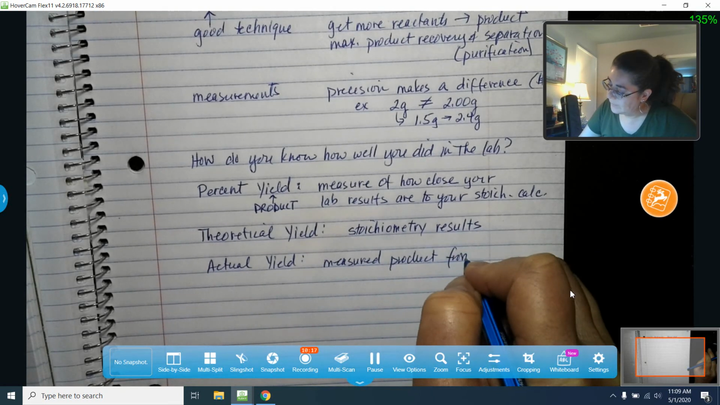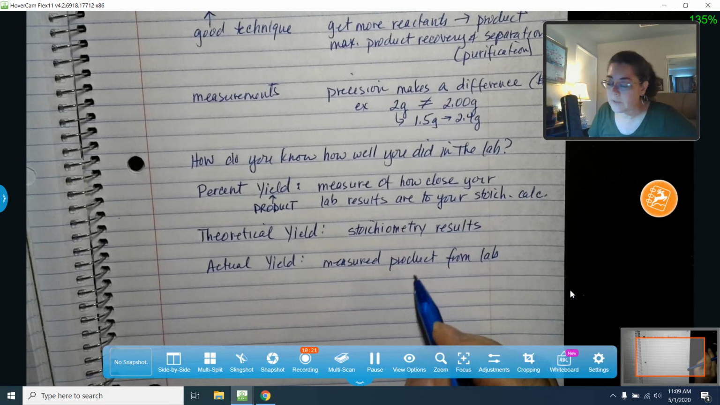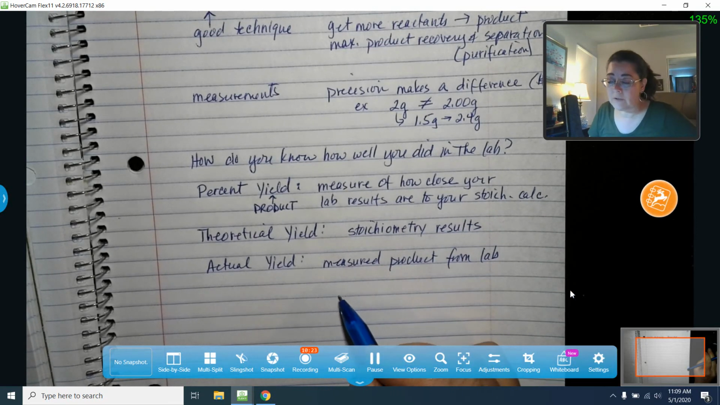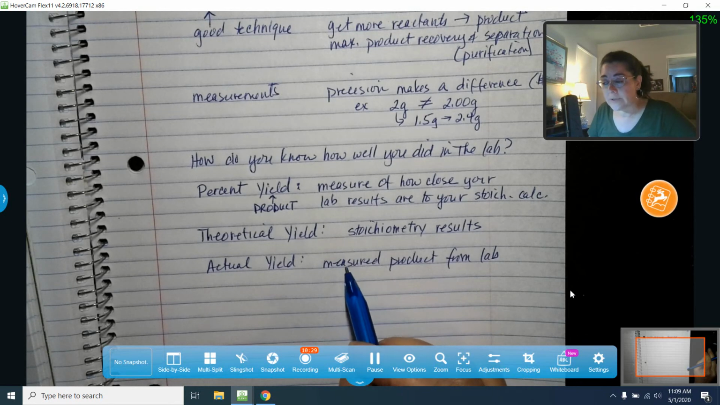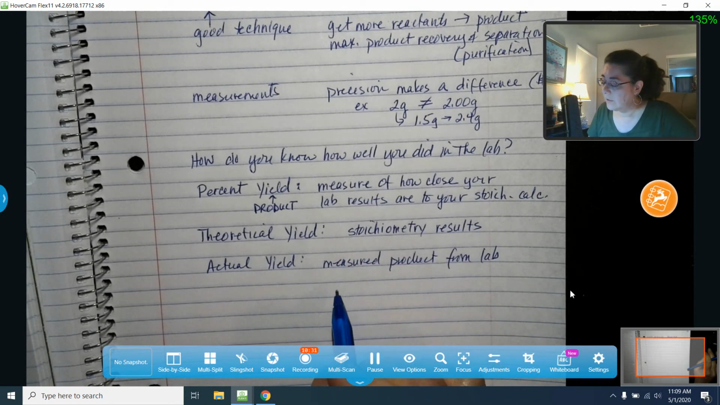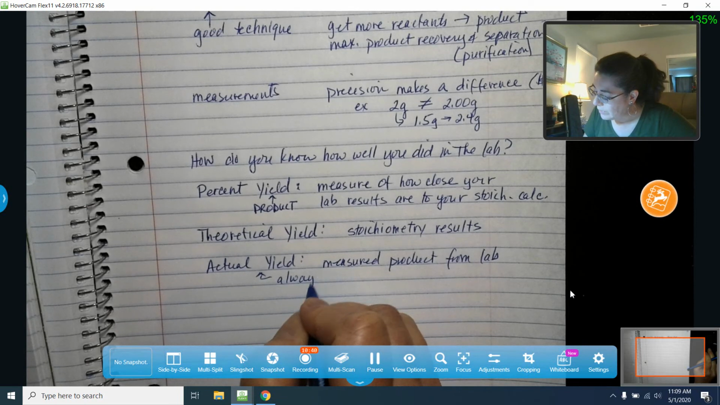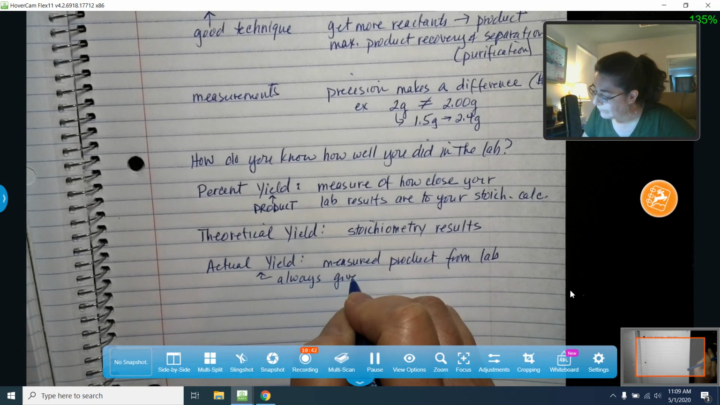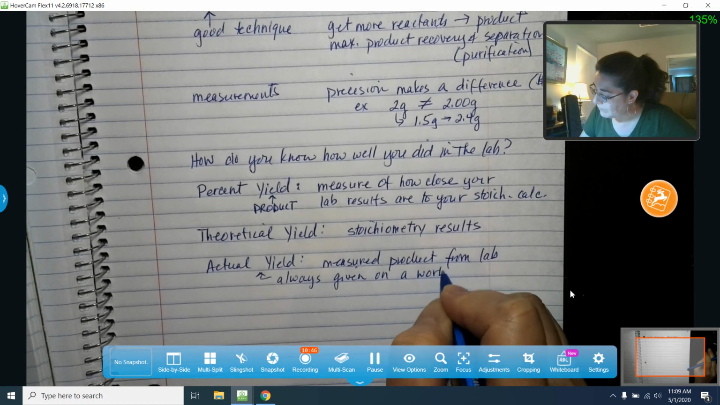Now, we're not going to be able to do stuff in the lab. Even if we were in class, I would give you worksheets along with the lab, and there would be percent yield problems. So just know that if you're doing a percent yield problem from a worksheet, they're always going to give you this actual yield on a worksheet problem.